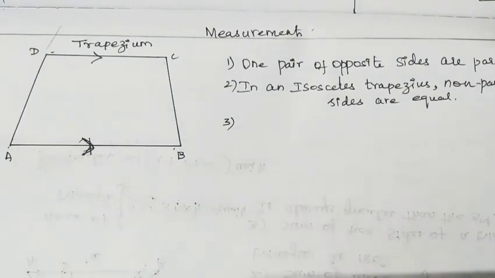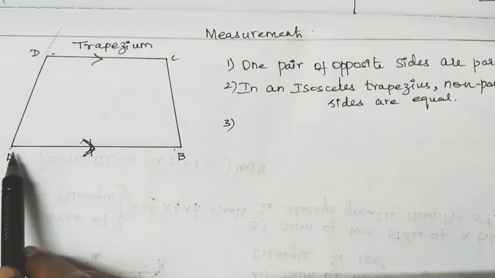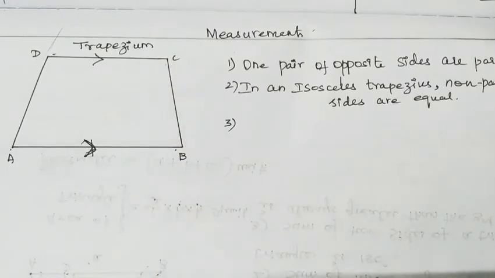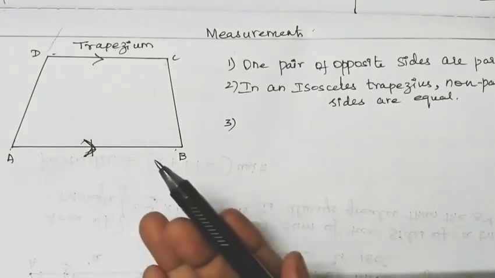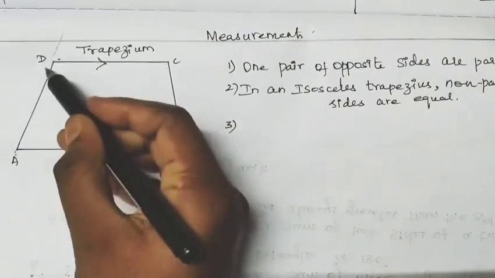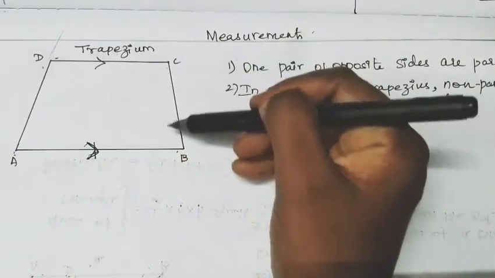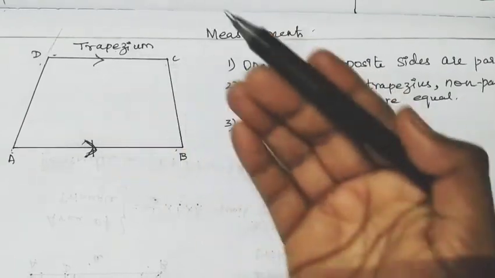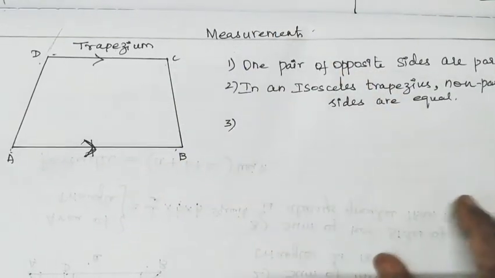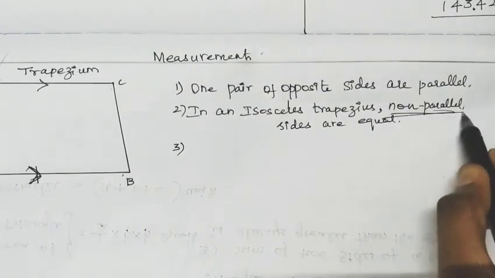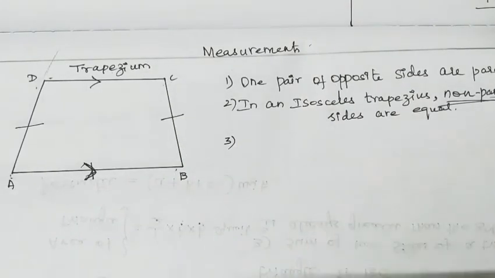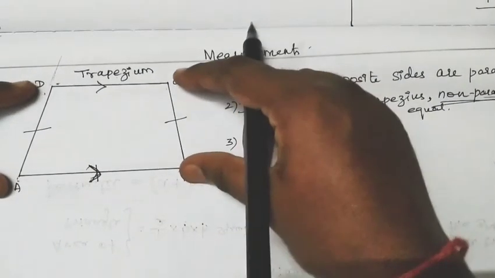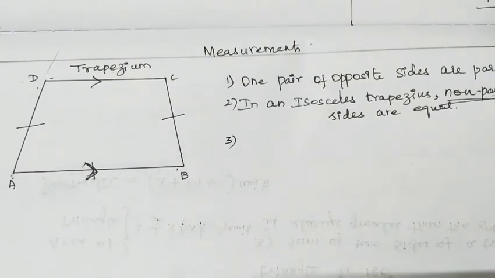So they are not parallel. Only one pair in trapezium, only one pair of opposite sides are parallel. So if it is an isosceles trapezium, non-parallel sides, what are non-parallel sides? AD and BC. Because they will meet at any point if we extend, so they are not parallel. So we can call it as non-parallel sides. So in an isosceles trapezium, non-parallel sides are equal. If it is 5 centimeter, this is also 5 centimeter. So non-parallel sides are equal in an isosceles trapezium.